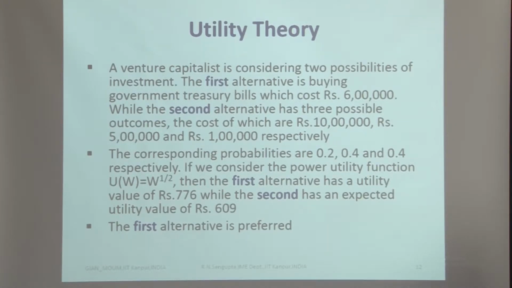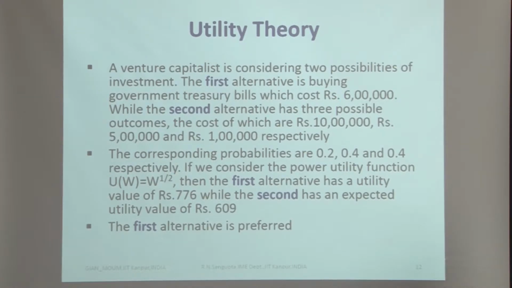Now, these values are the amount of money you are winning, but the net worth based on which you will take the decision is given by a utility function, which is the square root function. U(W) is equal to W to the power half, which means if I want to find the expected value of this arm, this utility will be the square root of 6 lakhs.